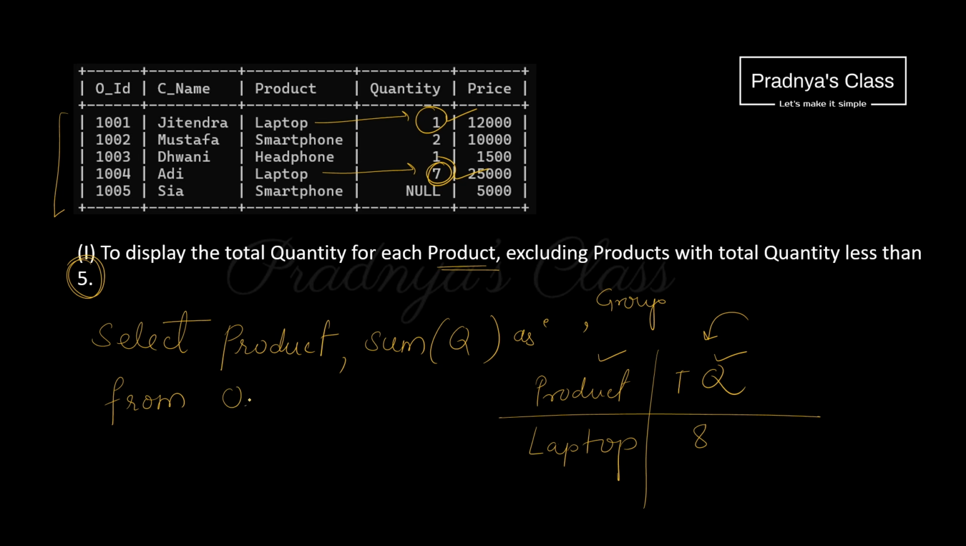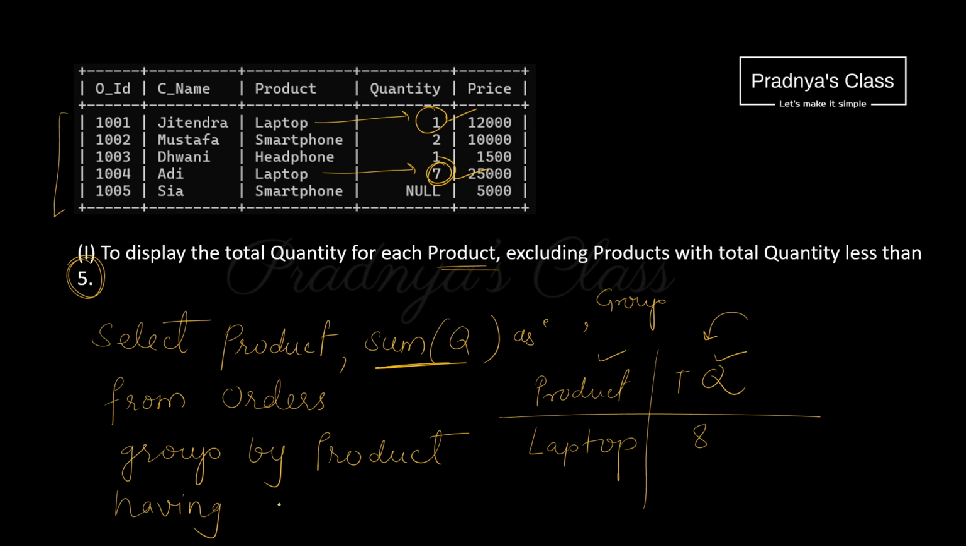From the name of the table, that is nothing but orders. We are doing grouping here based on the product. So we will be writing the group by clause, group by product. But while grouping we have a condition that we will be writing with the having clause. What's the condition? The sum of quantity should be greater than or equal to 5. Hope you understood this query.